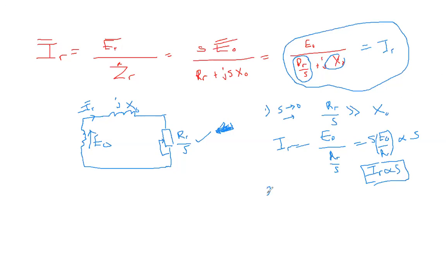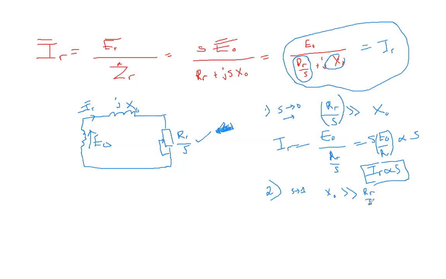Okay. And case 2 is when S becomes very large, approaches 1. Remember, the maximum value of S is 1. When S becomes very, very large, what is going to happen to this quantity? This quantity is going to become very, very small. S becomes larger, this quantity becomes smaller. And that means that X naught is much greater than RR over S.